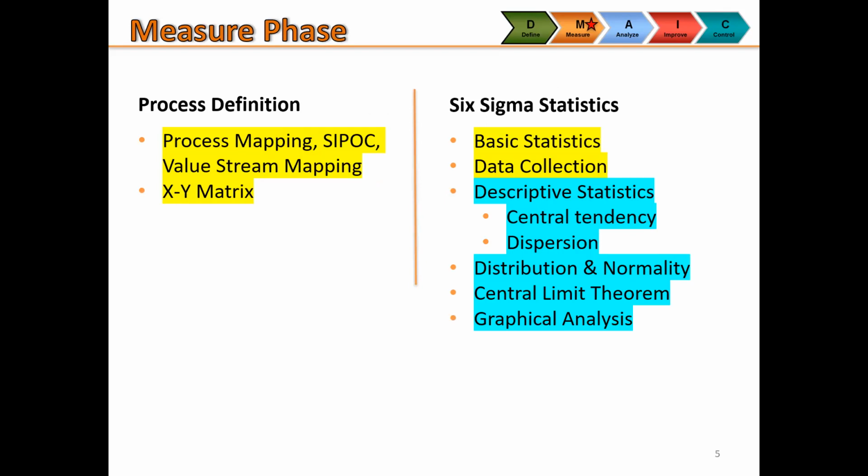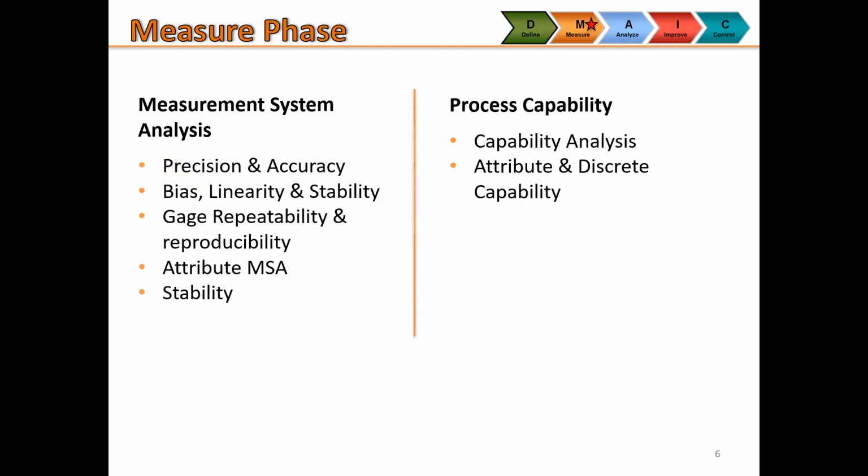Then we're going to begin the Six Sigma statistics this week, basic statistics and data collection. Next week, we'll get into descriptive statistics, distribution normality, central limit theorem, and graphical analysis. Sounds complicated, isn't it? It's so easy. Then we'll get into gauge R&R, looking at our measurement system, making sure that it's repeatable and reproducible, and get into some process capability to finish out the measure phase.